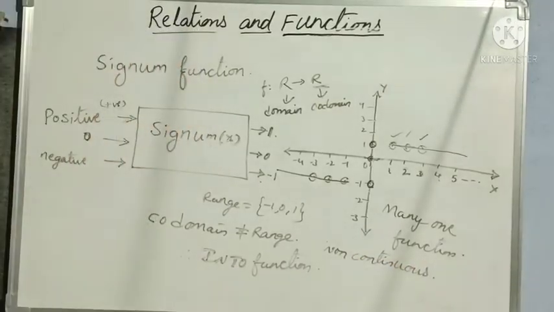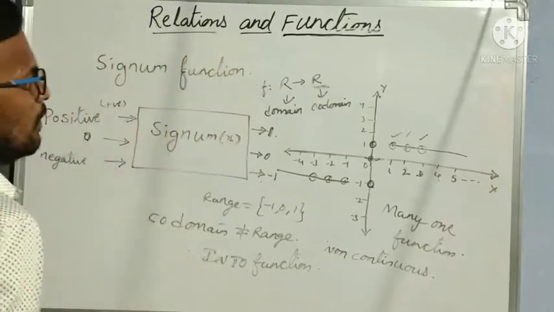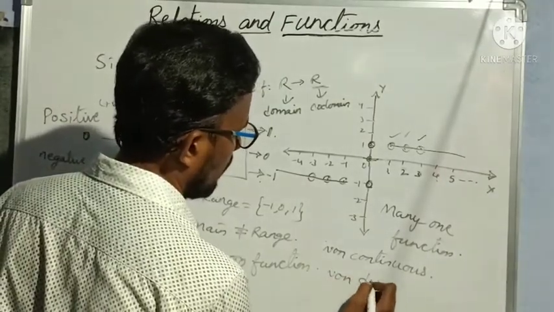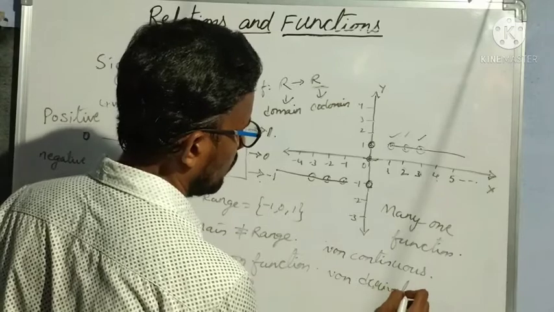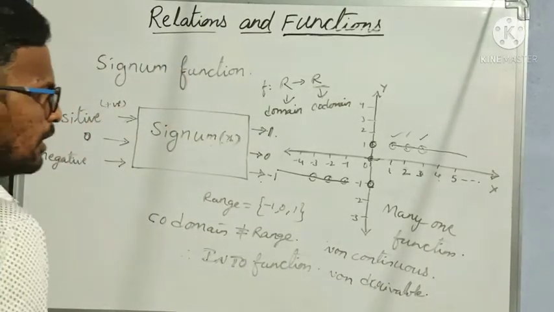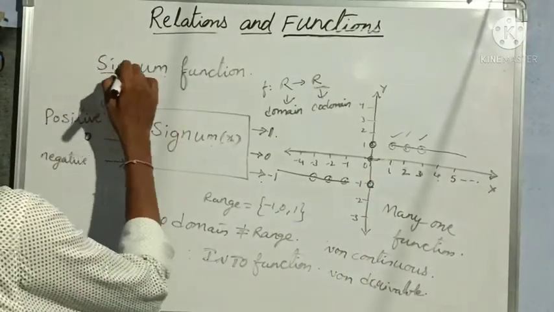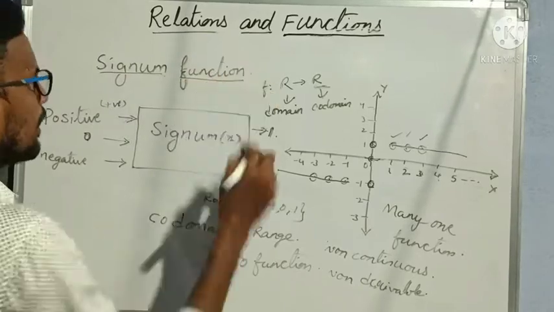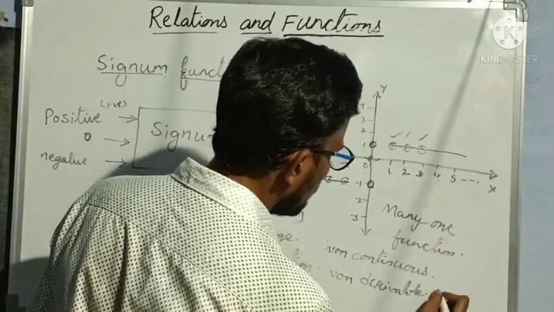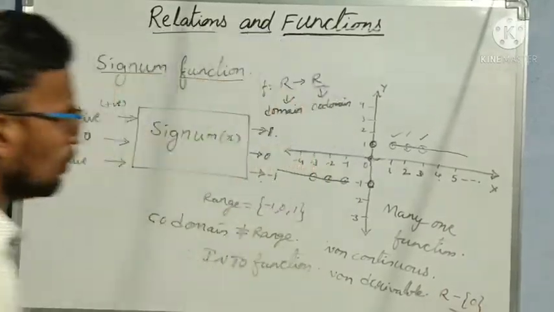Okay? And is this derivable? No. Yes. So this function is also non-derivable. This is about signum function. Understood? Wait. Non-derivable, where is it non-derivable? Only at x is equal to 0. Means here also we can get R minus 0. Understood? Only at x is equal to 0.